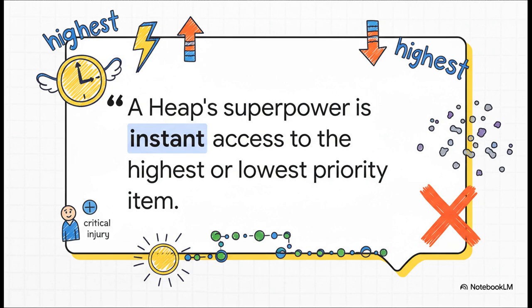A heap gives you immediate, instant access to the extreme value, either the most important or the least important item. It does this in what we call constant time, which is just a fancy way of saying it's instantaneous. It doesn't matter if there are 10 items or 10 million, but, and this is a really key distinction, it's only for that single top priority item. It's not built to go find some other random thing in the middle of the list.